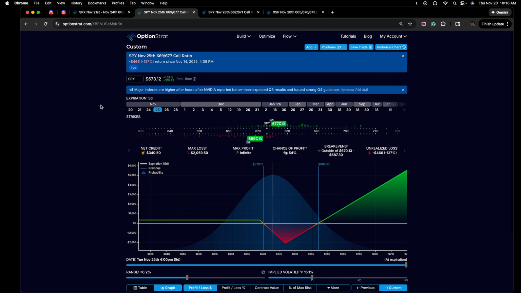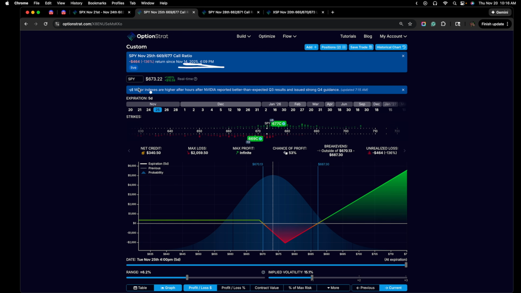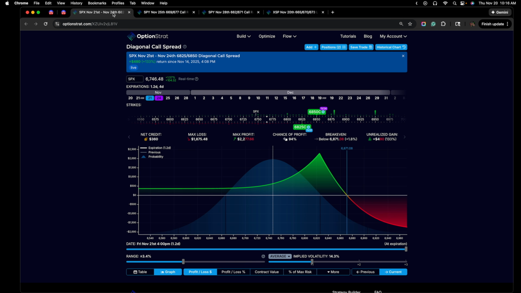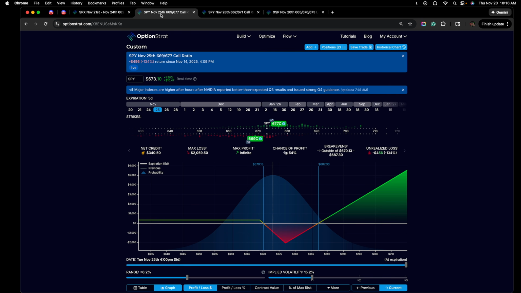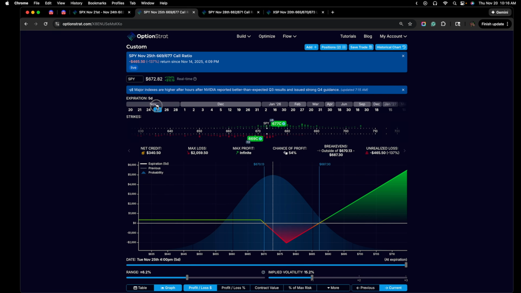This was the very first call ratio spread that I opened. This was on Friday. As you guys can see, just after I opened this, I immediately opened this call ratio spread. I always go longer dated than the main trade. So in this case, this was a 7 DTE trade. That means this needed to be past the expiration. So this trade right here, again, it expires on the 21st. The last strike is the 24th. I just went with the 25th.